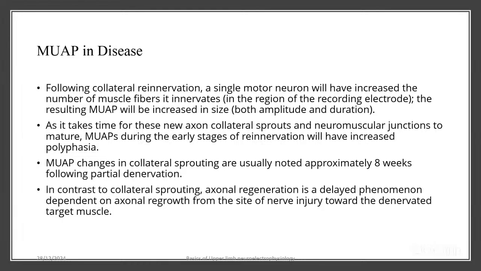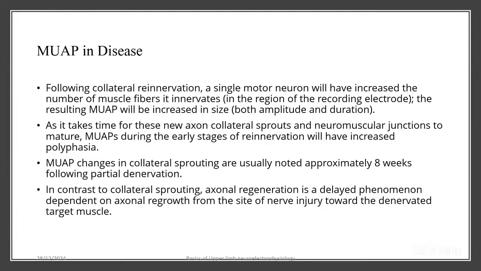Following this collateral reinnervation, a single motor neuron will have an increased number of muscle fibers it innervates, and the resulting MUAP will be increased in size, both amplitude and duration, what we call fasciculation potential, Jain fasciculation potential. As it takes time for these new axon collateral sprouts and neuromuscular junctions to mature, MUAPs during the early stages of reinnervation will have increased polyphasia. So MUP changes in collateral sprouting are usually noted approximately 8 weeks following partial denervation.